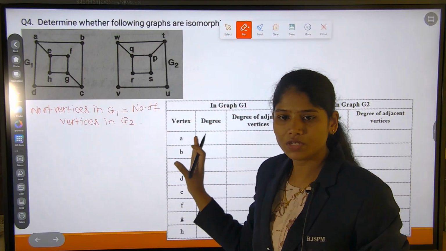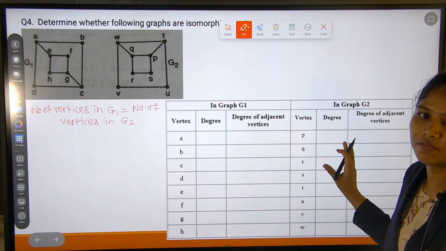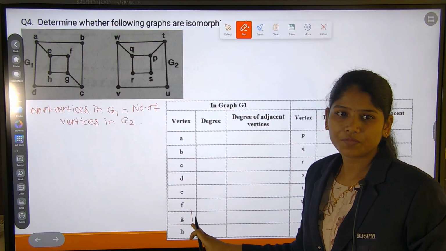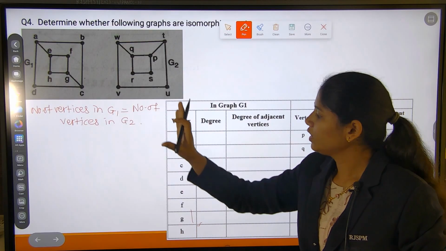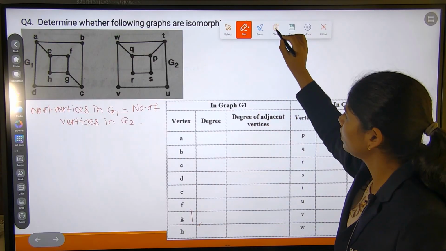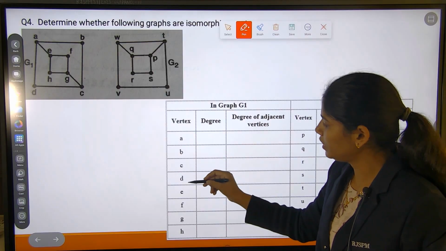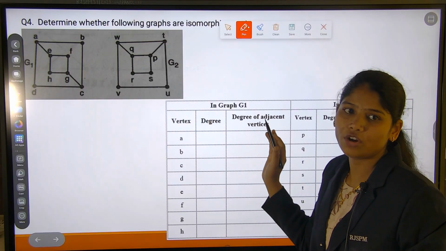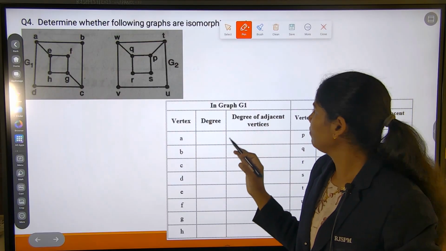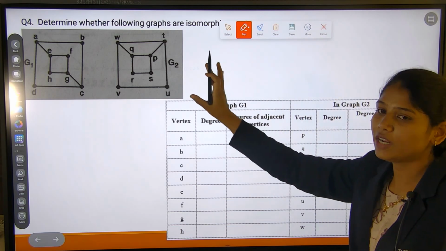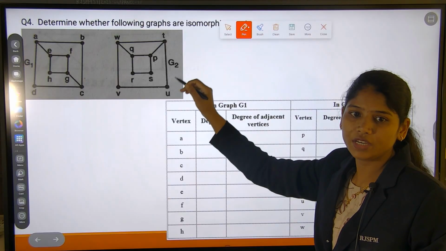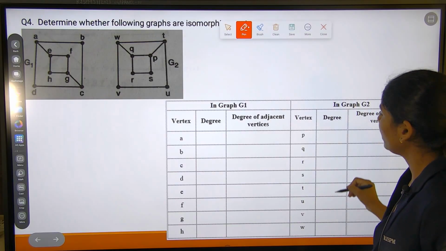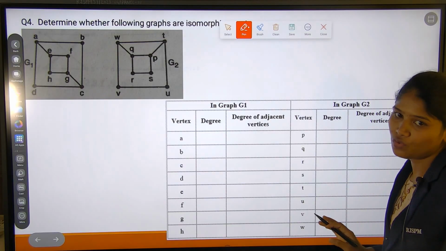Prepare a table, first for graph G1 and second for graph G2. Write down the vertices of G1. So there are 8 vertices. Write down all: A, B, C, D, E, F, G and H. Write down their degree and the degree of adjacent vertices. Same for graph G2. There are 8 vertices: P, Q, R, S, T, U, V, W. So write down all vertices here. Then write down their degree and the degree of adjacent vertices.